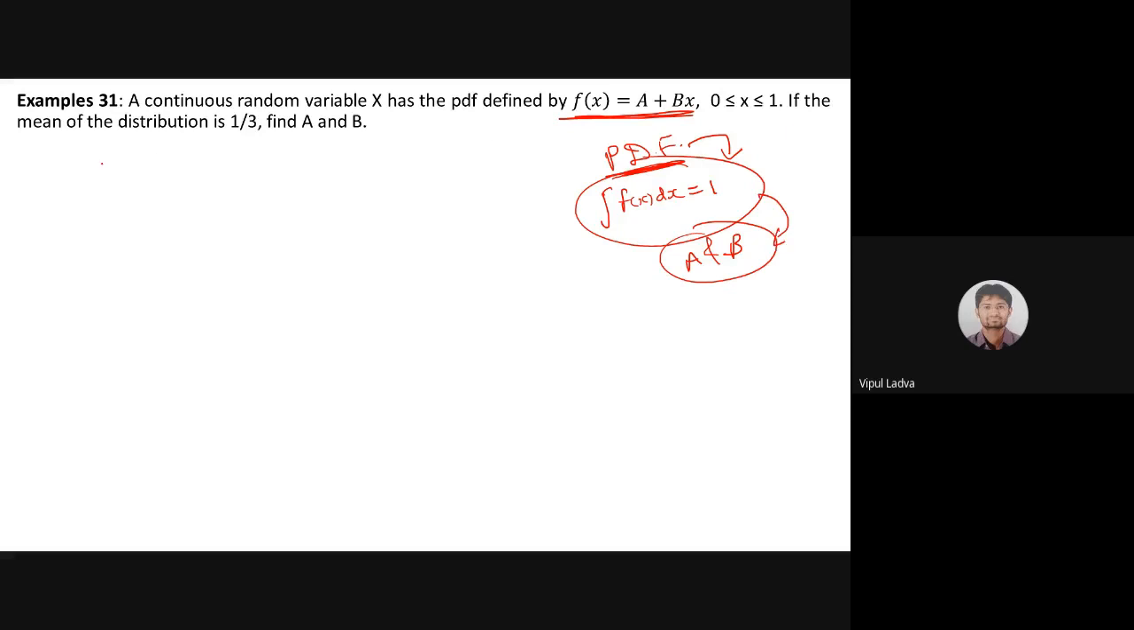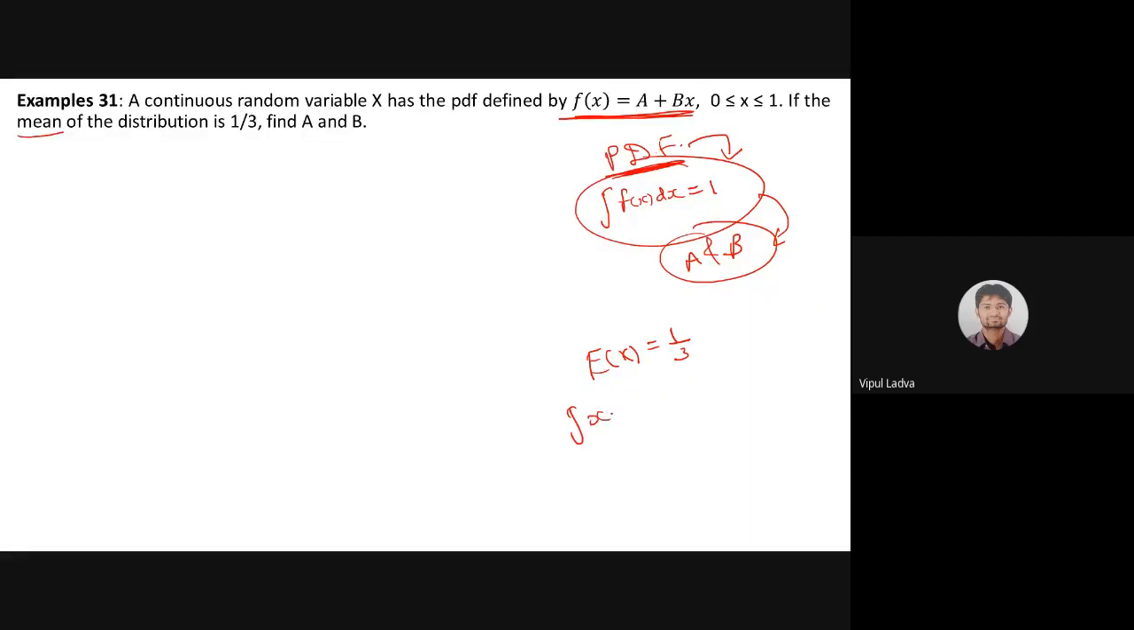What are the other data we are having? Yes, we also know that the mean of this distribution is 1/3. Now mean means E of x is 1/3. And E of x for a continuous random variable is the integration of x f of x, which is also 1/3. The range is given as 0 to 1, so this integration will be from 0 to 1.